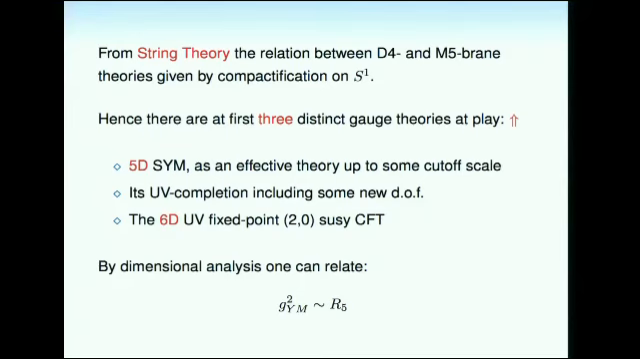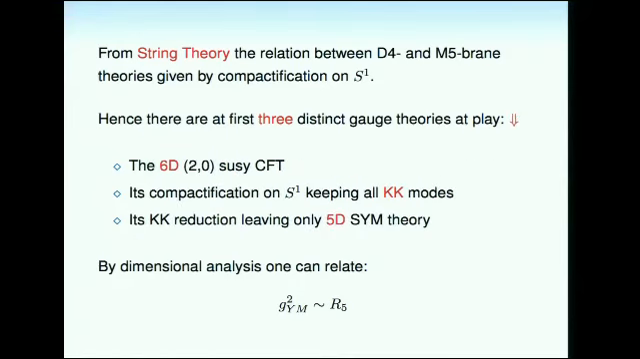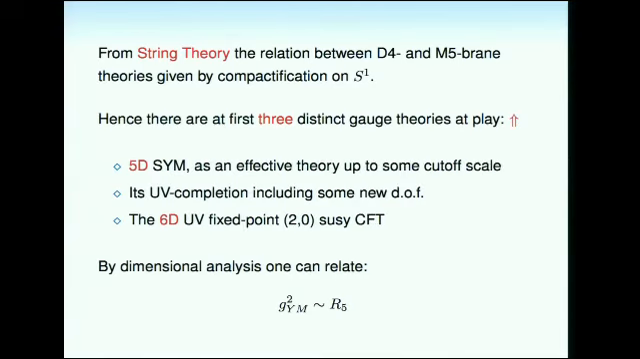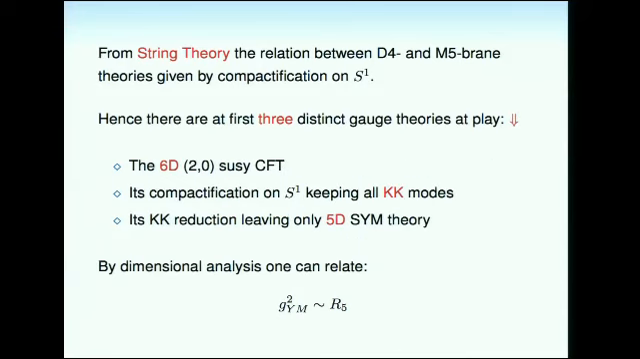On the other hand, if we start from the (2,0) CFT and follow the string theory intuition here, you start from the (2,0) CFT which is in the decompactified theory. You put it on a circle, and then you end up getting a Kaluza-Klein tower of states associated with this circle. You keep all these Kaluza-Klein modes, and this should in fact coincide with the UV completion of 5D Yang-Mills that we just spoke about. If you reduce this KK tower of states to the 0-mode sector, one should end up only with 5D Yang-Mills.